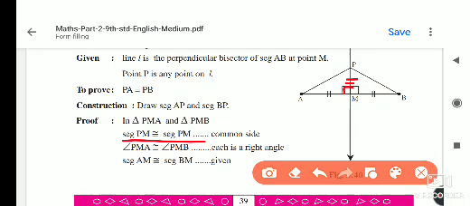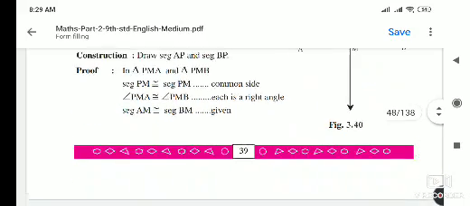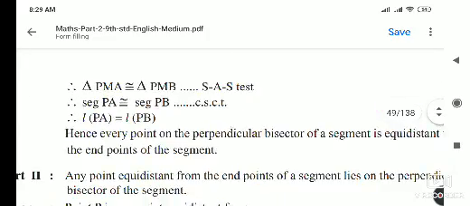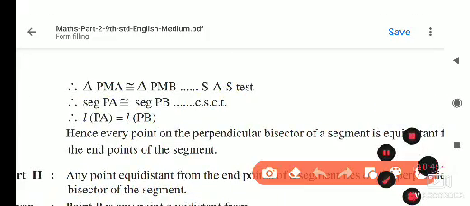Then angle PMA is congruent to angle PMB because it is 90 degrees. And AM is equal to MB, it is given. So from this, by the SAS test of congruency, triangles PMA and PMB are congruent to each other.